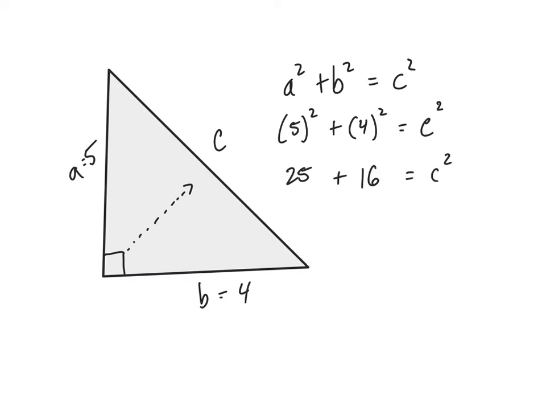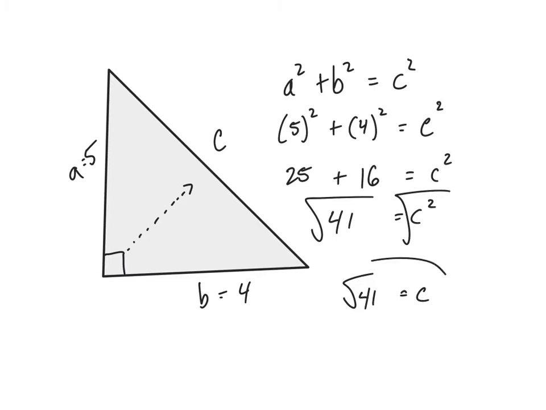Once we add those, we're not done. That would be 41. So we're close. We have c squared, and in order to get c all by itself, we use the square root. So we have the square root of 41 is equal to c. Right there, that's our best answer. We're not doing any rounding or anything whatsoever. However, if you take the square root of 41, you can get a numerical value.